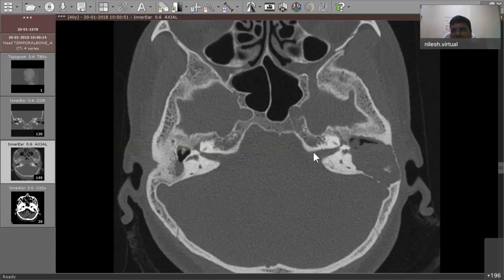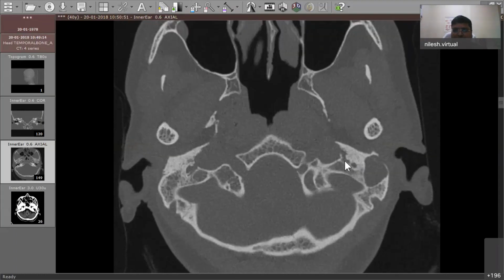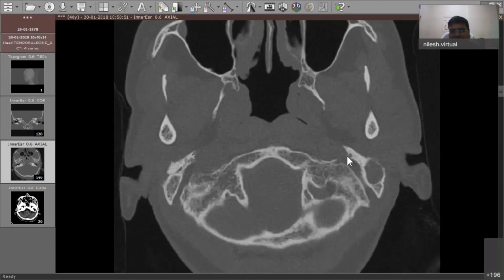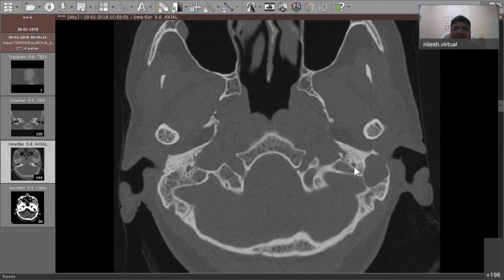Second way, you can trace it from bottom to top. See till when you are able to trace the facial nerve. So we'll go down and find the styloid process. So this is the styloid process. Come at its base. So this is the base. So this is the stylomastoid foramen.